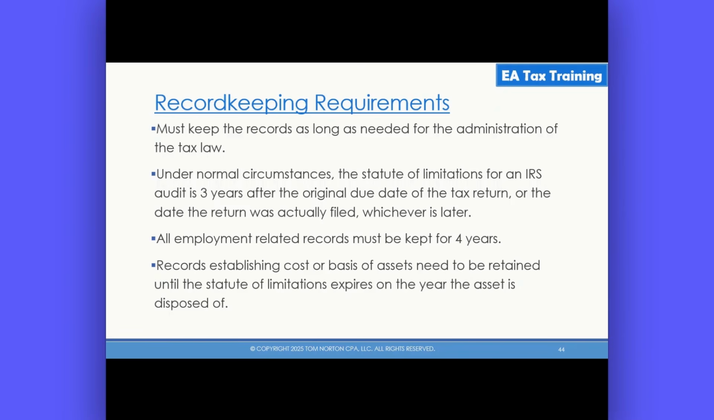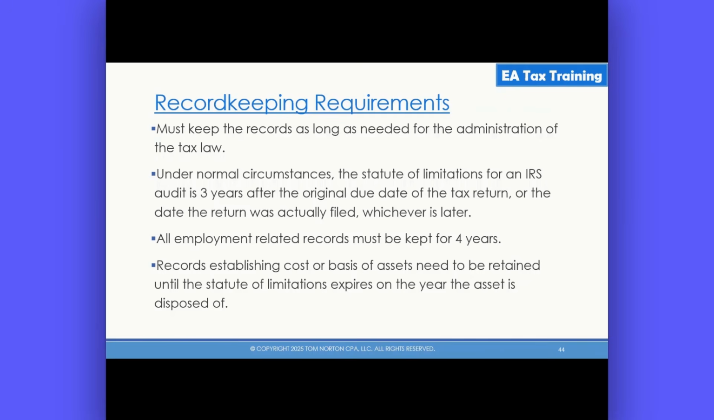All employment related records must be kept for 4 years, and any records establishing the cost or basis of assets need to be retained until the statute of limitations expires on the year that the asset is disposed of. So, for example, you could have a building that is bought in a business, and the business holds on to that building for 30 years or more. So, let's say they held on to it for 30 years. You would need to keep that closing statement and those documents from buying that building for 33 years.